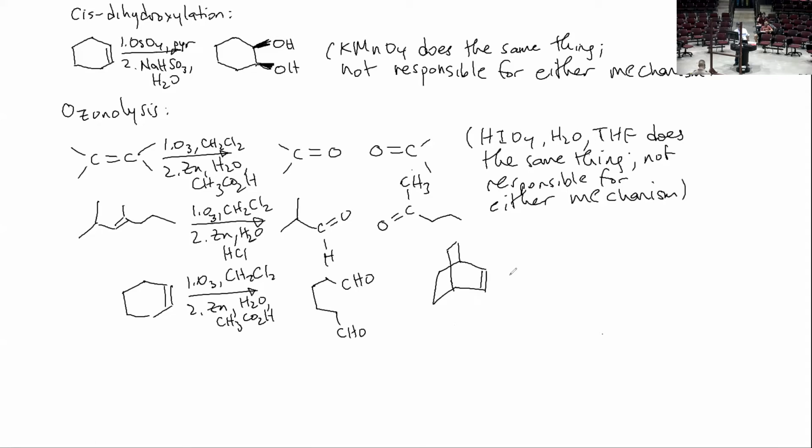Good, so what if we treated this with ozone? Or periodic acid in aqueous THF, you'd get the same thing. Zinc, water, and either HCl or acetic acid, doesn't matter. Well, let's think about what we're going to get. These 2 alkene carbons are attached to opposite sides of a 6-membered ring, aren't they? So, I mean, you can certainly draw it like this.